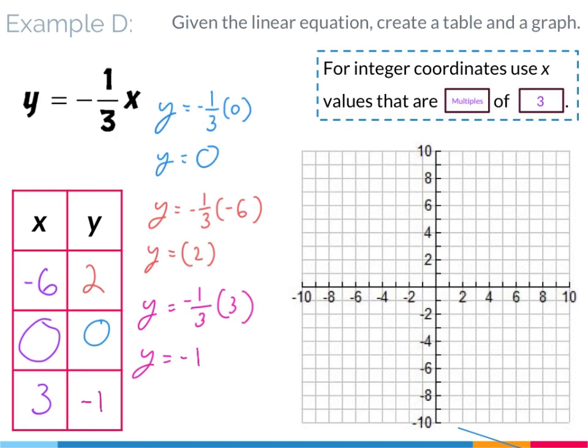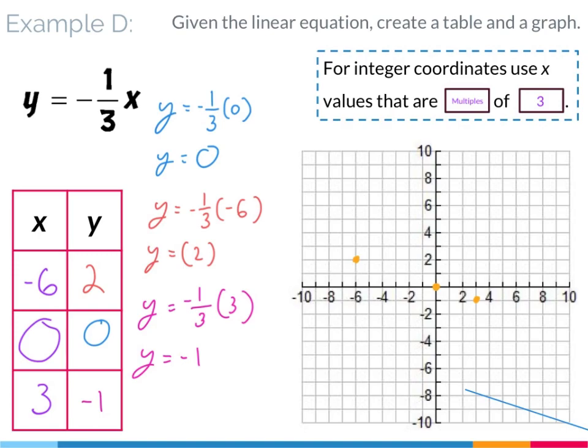So I've got -6, 2, so over to -6, up 2. I've got 0, 0, that's real easy. That's at the origin, graph that right in the middle. And then over 3, down 1. Notice that my points are making a line, so fabulous. It looks like I've done that portion correctly.